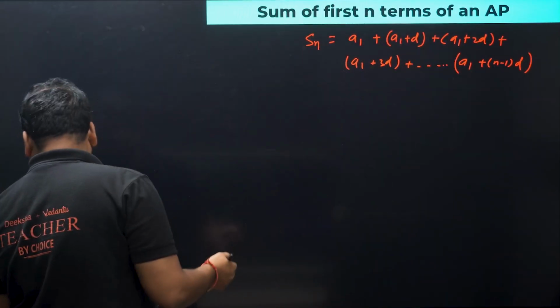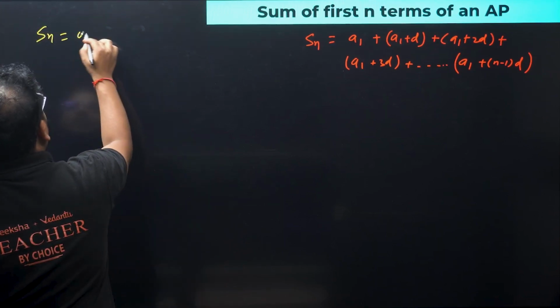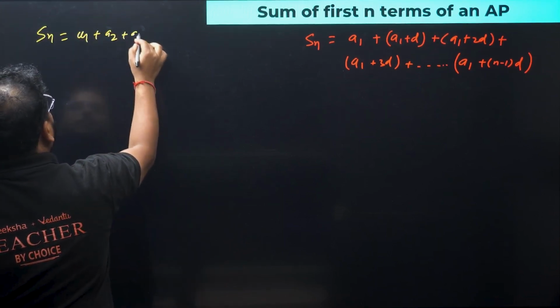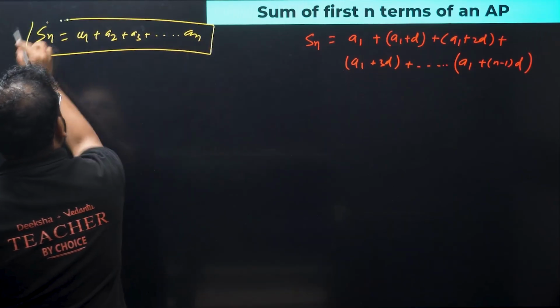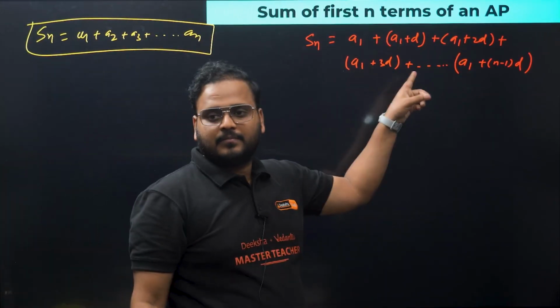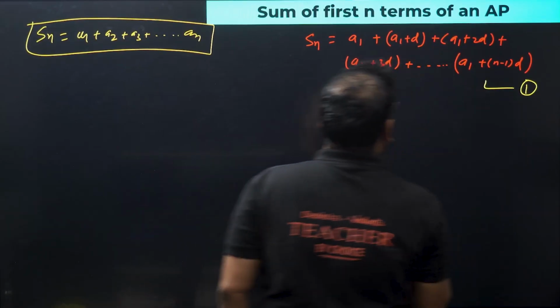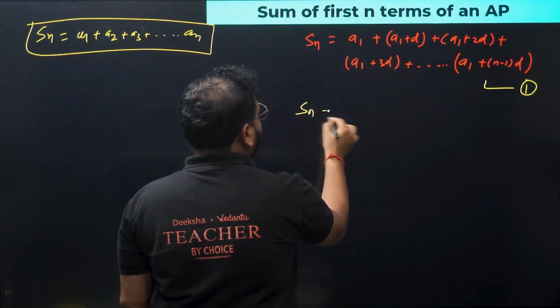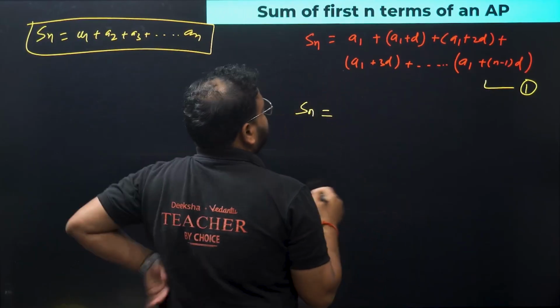If you have n terms, how do you write this? a1 plus a2 plus a3 all the way till an. That's how I write the sum of n terms. Same I've written over here. Let's call this my equation number 1. Again I will write the sum of n terms, but in terms of the letter L, the last term.